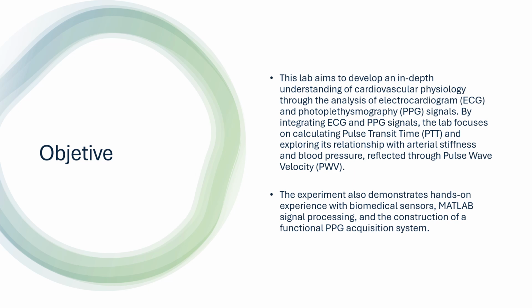The main objective of this lab was to understand cardiovascular physiology by analyzing ECG and PPG signals. We focus on measuring the pulse transit time, which is the time delay between the heart's electrical activity seen in ECG and the blood flow response captured by the PPG. This analysis helps us to explore arterial stiffness and its relationship to blood pressure using PWV calculations. Additionally, this lab allows us to gain hands-on experience in building a PPG system, processing signals using MATLAB, and synchronizing data for accurate results.